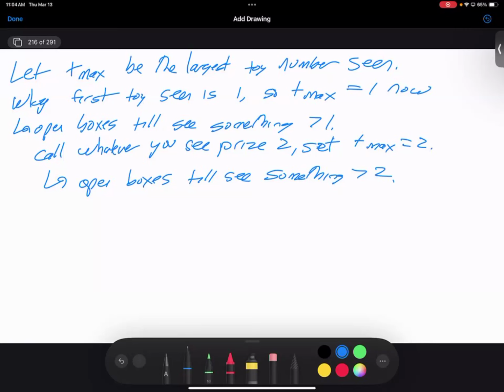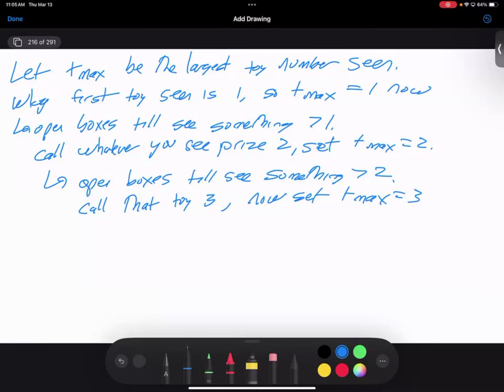We're just going to increment until T max. Yes. So we open boxes until we see something greater than 2. Call that toy 3. Now set T max equal to 3. And so I think this is a really nice, concise way to do it. I don't have to worry about mods. I don't have to worry about storing things in arrays. What is the probability? I can calculate all these probabilities without any trouble.